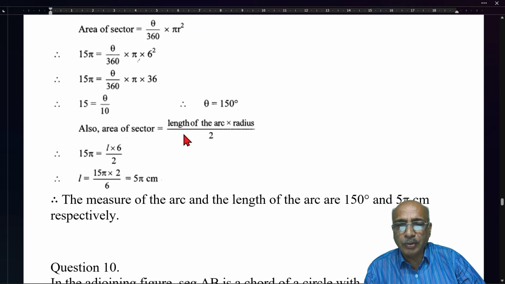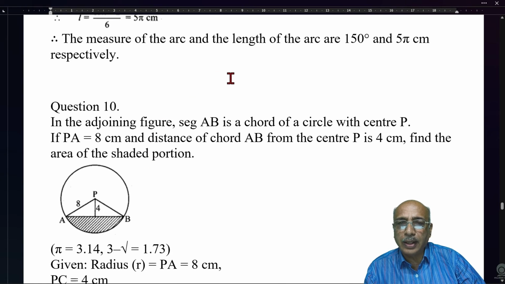Also the area of sector equals length of the arc into radius upon 2. So 15 pi equals L into 6 upon 2. Cross multiply here. So L equals 15 pi after simplification, 5 pi centimeter. The measure of the arc and the length of the arc are 150 degree and 5 pi centimeter respectively.